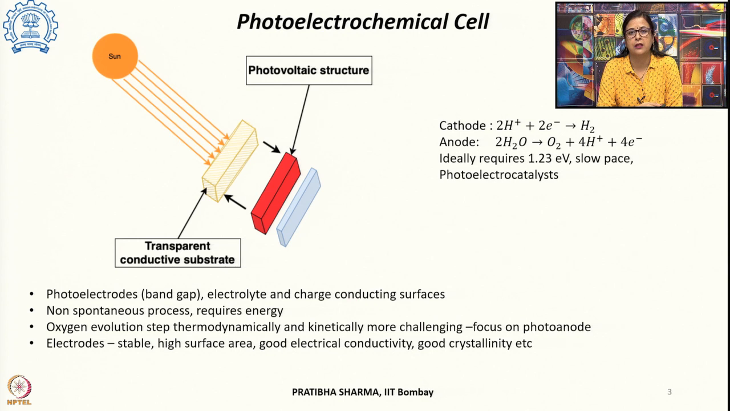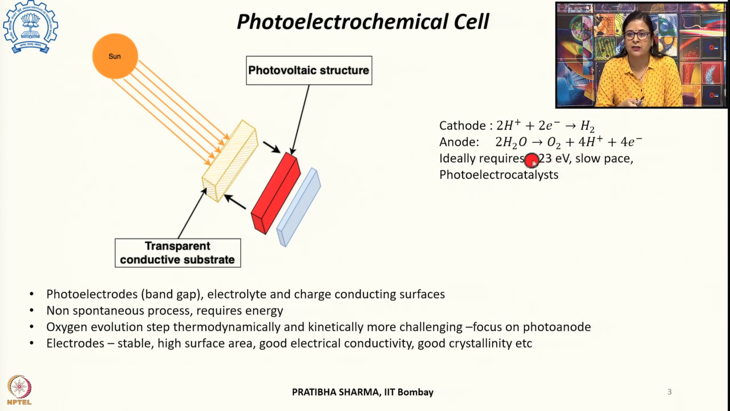Like electrolysis, again this is water splitting, so it is a non-spontaneous process and it requires energy for the water to split into its constituents, which are hydrogen and oxygen. And that required energy can come from the sun. So there are semiconductor materials which can absorb sunlight, producing electron hole pairs, and that electron can go through the external circuit, reducing H plus ions into hydrogen. The holes can go to the anode side, and then water gets oxidized into oxygen, releasing oxygen on the anode side.